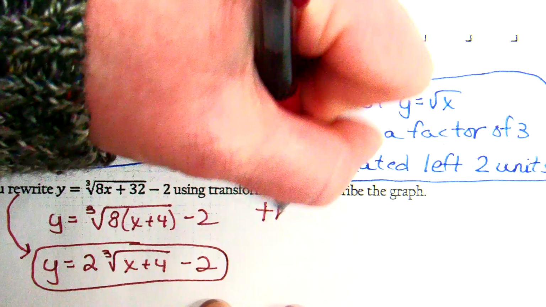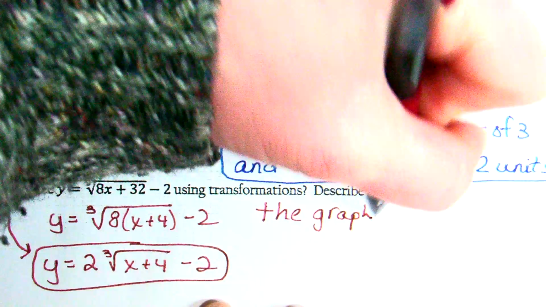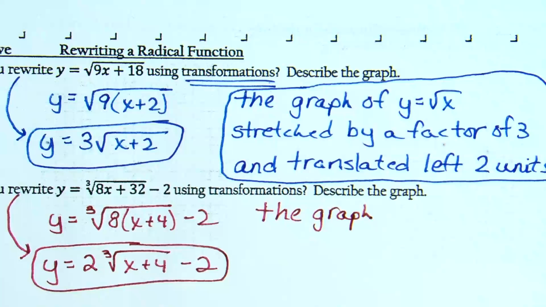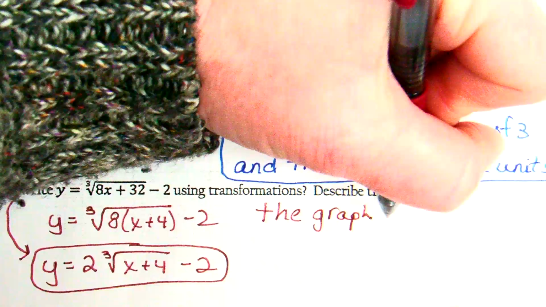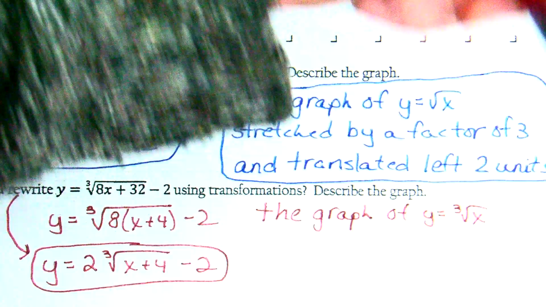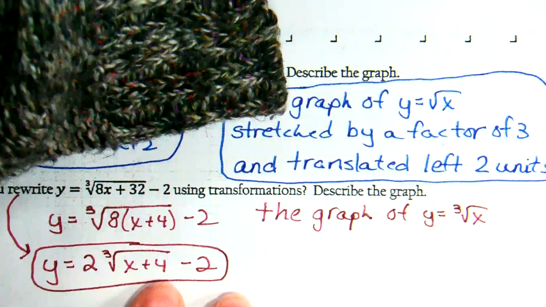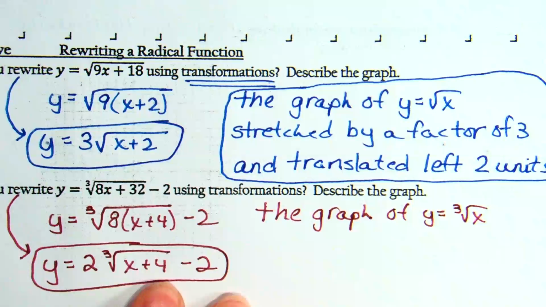And for my description, I'm going to start by identifying the graph. Hold on. Finish the homework for tomorrow, guys, or come with just a few questions. This is the graph of y equals the cube root of x. And we have a stretch of 2 out here. The plus 4 under the radical moves left 4. And the minus 2 outside is going to go down 2. So I'm going to put that all in words.